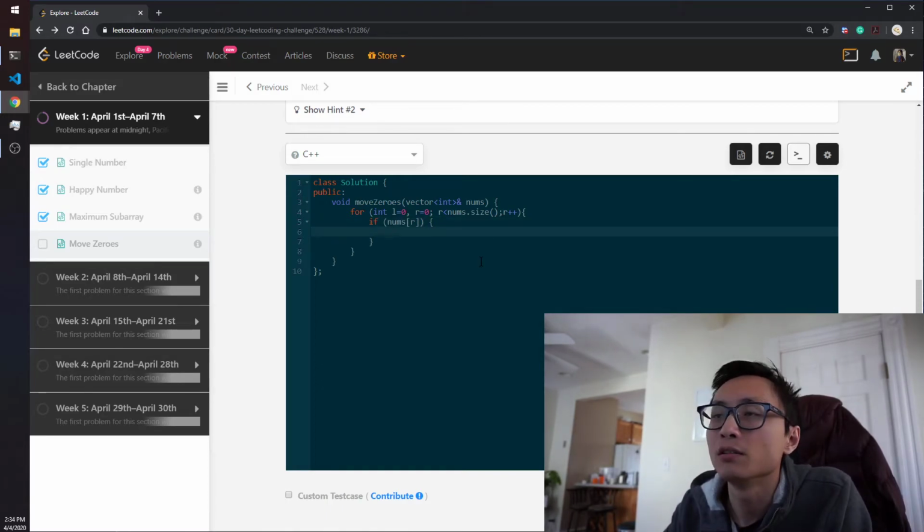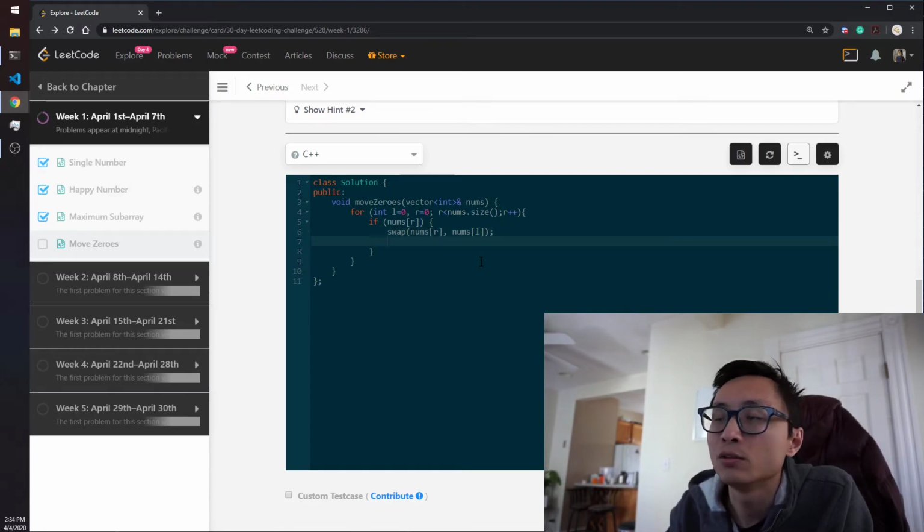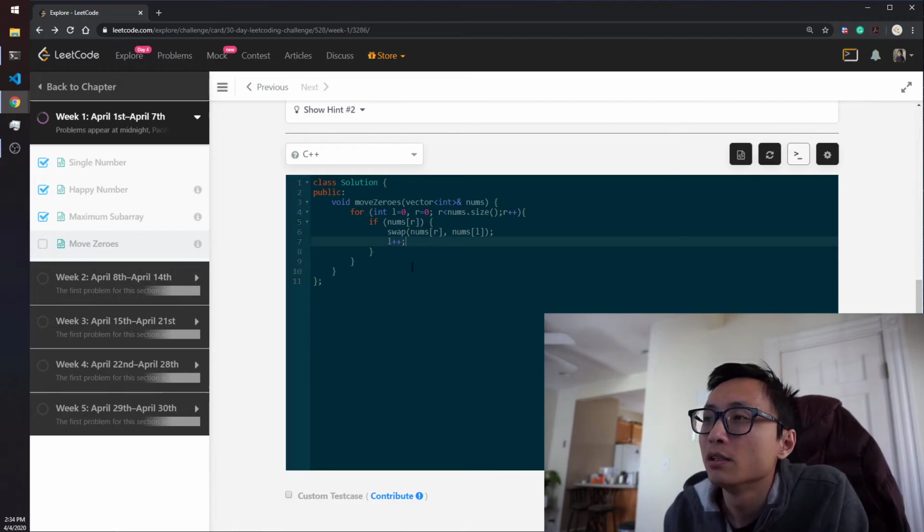So there's only one thing we need to do here, which is just swapping the 2 elements, the numbers at these 2 locations. And after that, we need to increment the left pointer. So that's the solution to this question.